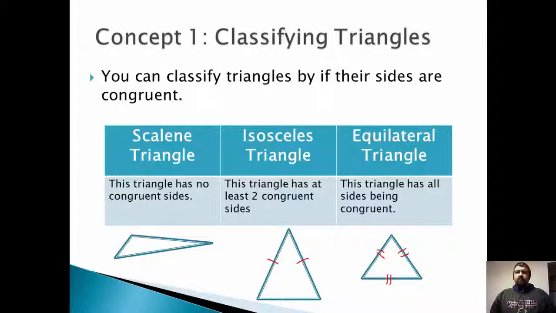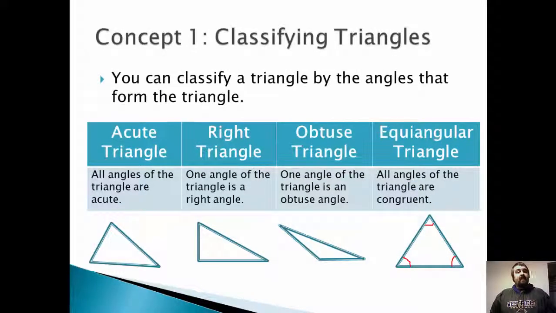I know before we might have said classify. We might have been talking about convex or concave. In this case, all triangles are convex, so you don't need to say a convex scalene triangle. Triangles are convex. The other way we can classify triangles is by their angle measures. Either it's going to be acute, right, obtuse, or the last case, equal angular triangle.